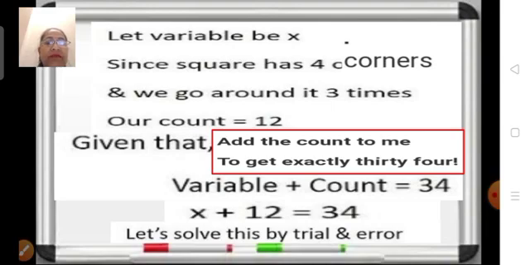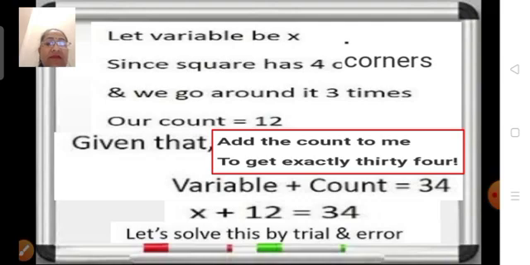Here, since the square has 4 corners and we go round it 3 times, our count will become 4 into 3, that is 12. Now the last 2 lines in that clue given to us are: add the count to me to get exactly 34. That means if we add the count to the variable, we'll get the sum as 34. That means the equation formed is x plus 12 is equal to 34.